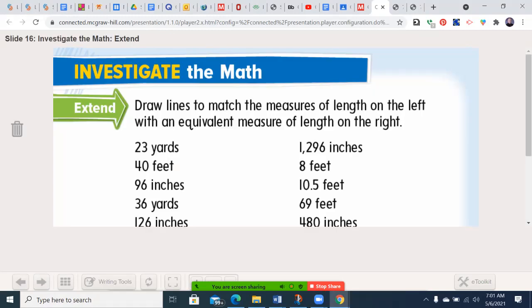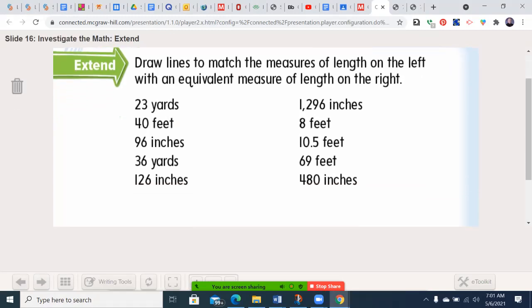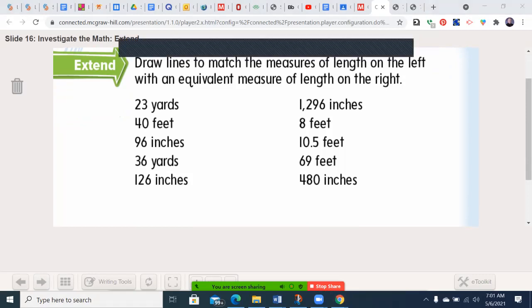See that there? Equivalent. So this could be the fun part here. 40 feet. Let's see how we want to go from this route. 23 yards. Okay, so 23 yards. I'm going to multiply by 3, which gives me 69 feet.